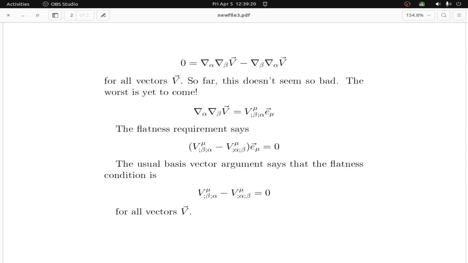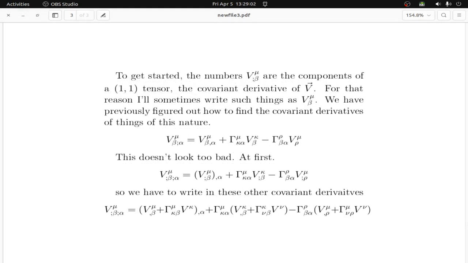This doesn't look so bad yet. When I have an upstairs index and I do the covariant derivative, I pretend that it's a vector index. And when I have a downstairs one, I pretend that it's a one-form index. So if I write out what v^α;β;α is, I'm just taking the α component covariant derivative of v^μ_β and then putting in the vector-like term and the one-form-like term. If you actually write out what all of that is, you see that it's beginning to get kind of nasty looking, especially that first term.